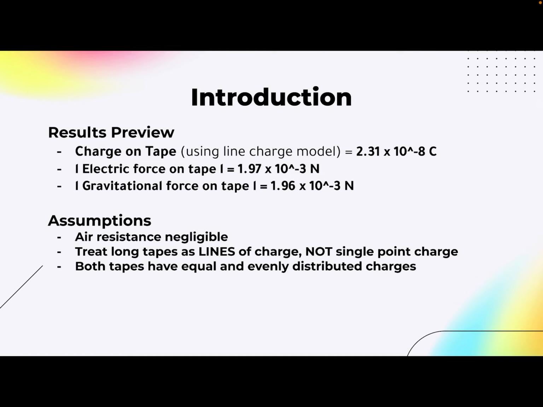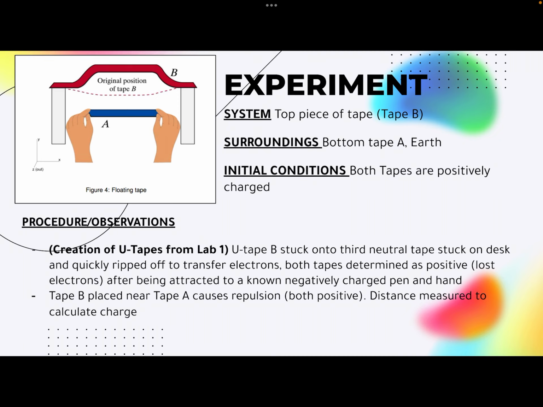We no longer simplify the tapes to a single point charge, but instead treat them as uniformly charged rods that have equal and evenly distributed charges across their surfaces. In this experiment, we use the same positively charged U-tapes A and B created in Lab 1. We will let tape B be the system, and tape A as well as the Earth and its gravity be the surroundings. We assume both tapes are of equal charge.